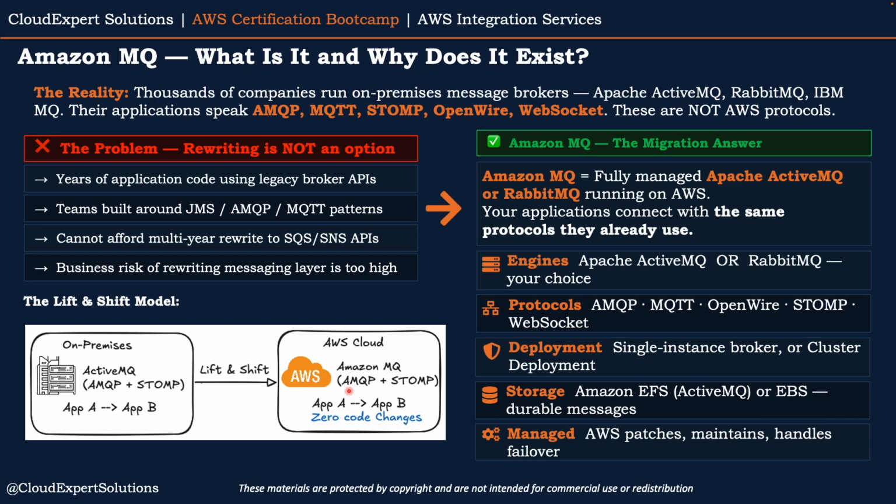And here is a critical limitation that the exam sometimes tests. Amazon MQ does not scale automatically like Amazon SQS. SQS handles virtually unlimited throughput by design. Amazon MQ has a fixed broker size. If you outgrow it, you have to scale it manually or provision a larger instance. This is one of the reasons Amazon MQ is not the right choice for new cloud native applications.